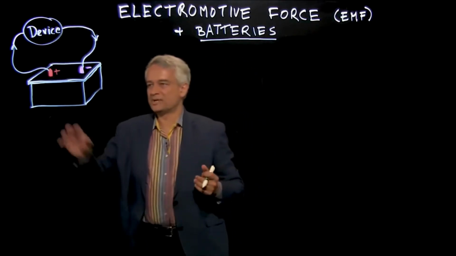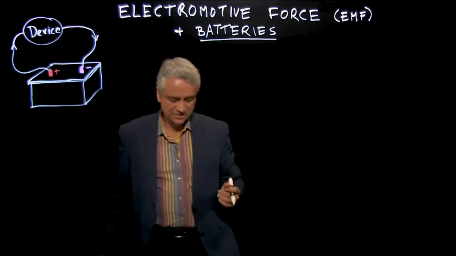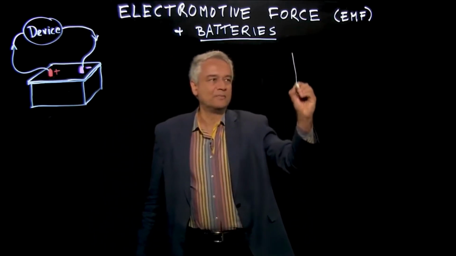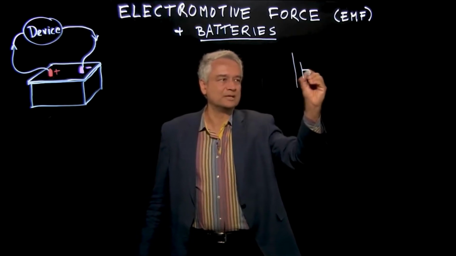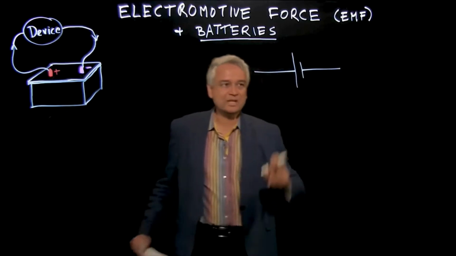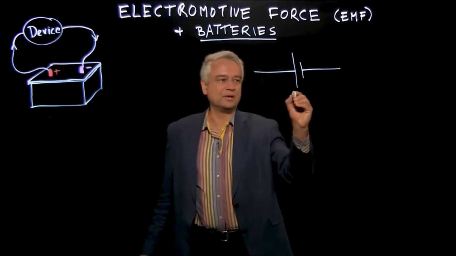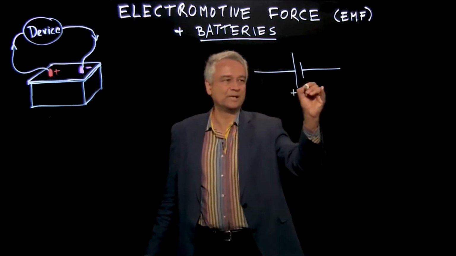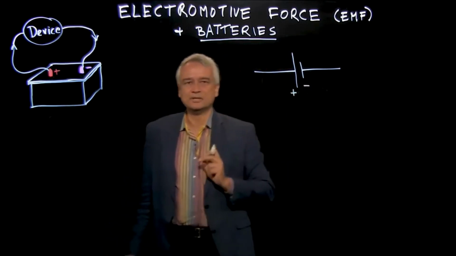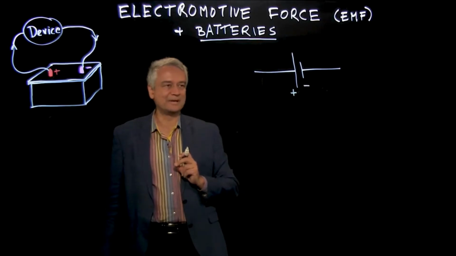Now, when we draw circuits, we don't want to have to keep drawing boxes like this. So there is a standard conventional symbol for a battery in a circuit, which looks like this. And by convention, the longer plate here represents the positive terminal, and the shorter plate here represents the negative terminal. And this is the standard way of representing a battery in a circuit diagram.